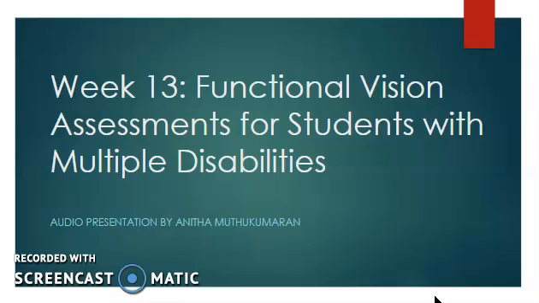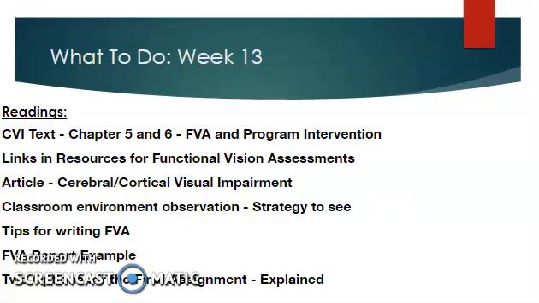This week we will be focusing on functional vision assessments for students with multiple disabilities. So what to do? The readings this week are the CVI text, chapters 5 and 6. You might have read this already, but just in case you haven't, make sure you read chapter 5. Really important. The CVI range scale is a part of the functional vision assessment for students with additional disabilities.